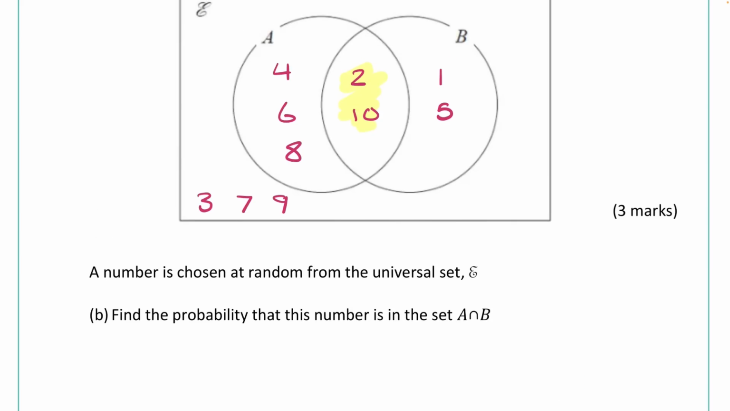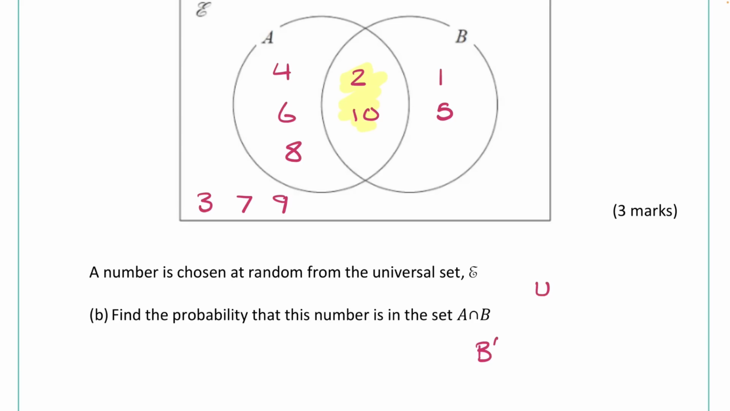Now, of course, not forgetting, you could have the U, which is the union, and that would be all the numbers in the circle. So 4, 6, 8, 2, 10, 1 and 5 would be in the union. And you can also have the dash with the letters as well, something like B dash, which means not in B, which would just be the 4, 6, 8, 3, 7 and 9. So it can't be in the intersection if it's not allowed to be in one of the circles.